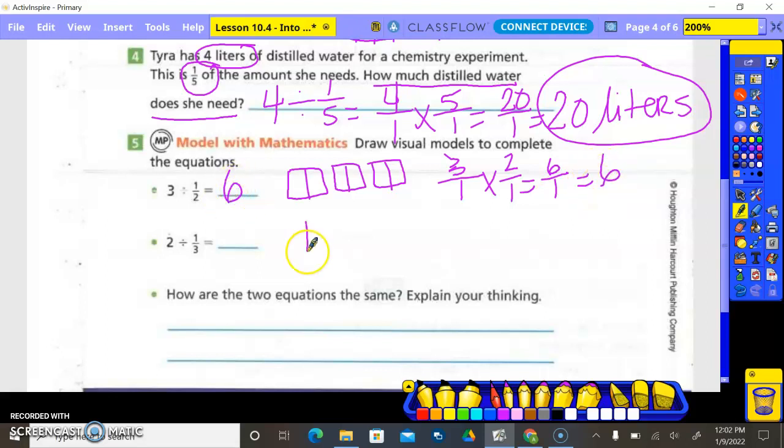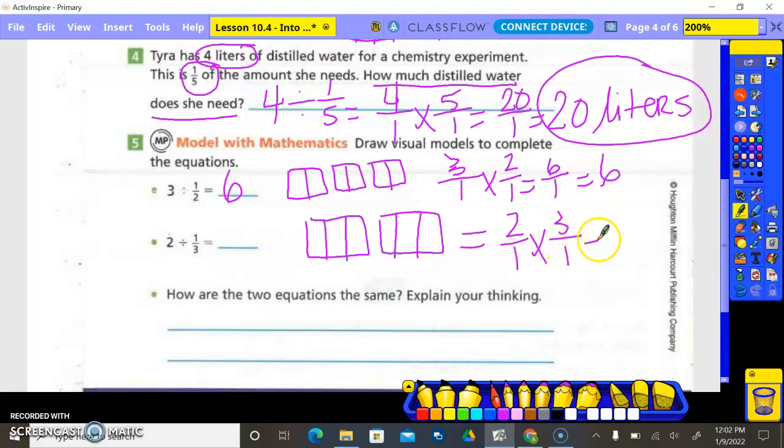The next one, we have 2 boxes that need to be broken into 3 sections for 1/3. If we work that out, that would be 2/1 times the reciprocal of 1/3, which is 3/1, which equals 6/1, which equals 6.